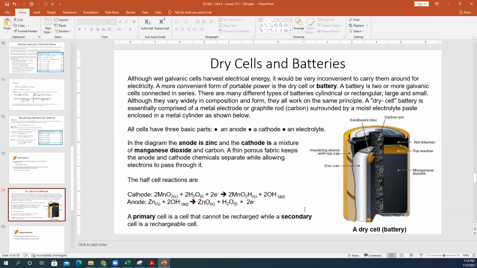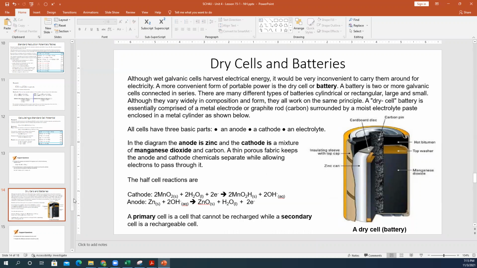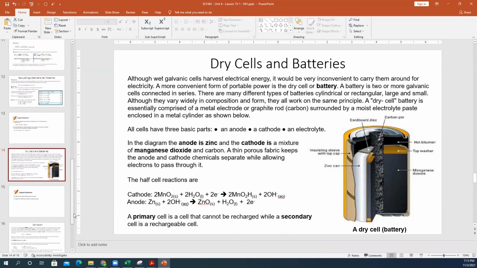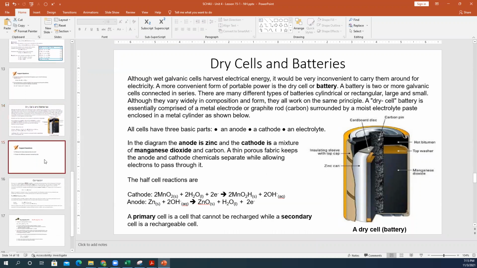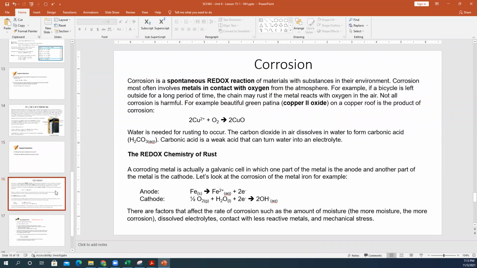And then the other important thing to take from this slide is that a primary cell is a cell that cannot be recharged, while a secondary cell is a rechargeable cell. Those are just two terminologies for you guys to know. And then there's a couple of support questions to practice with.